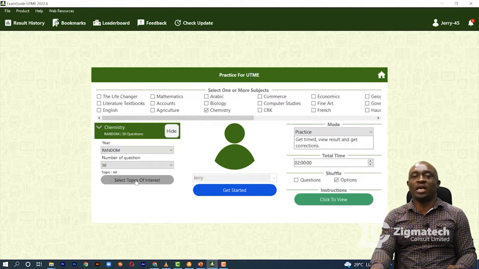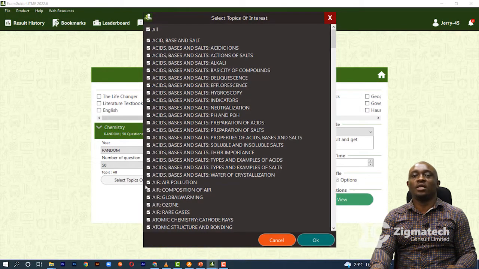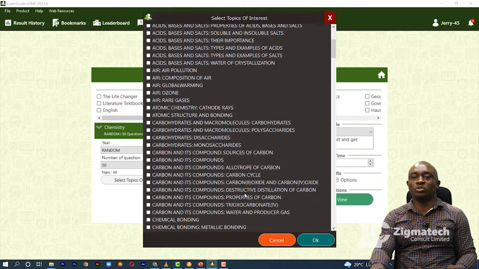After that, you select topic. Look at the cursor here, you click on topics. Then the topics will now show. If you look at it, all the topics are marked. And because they are marked, you go to all and click. Once you click, all of them become unmarked. Then you start scrolling, looking for carbon and its compound, the topic we studied now.